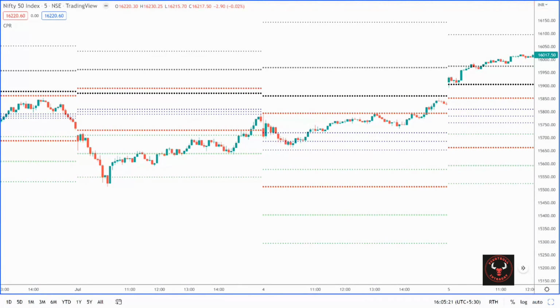Like everything else in technical analysis, CPR also is not a holy grail. You can only succeed with proper position sizing and risk management. So this was the basics of how to start trading with CPR.